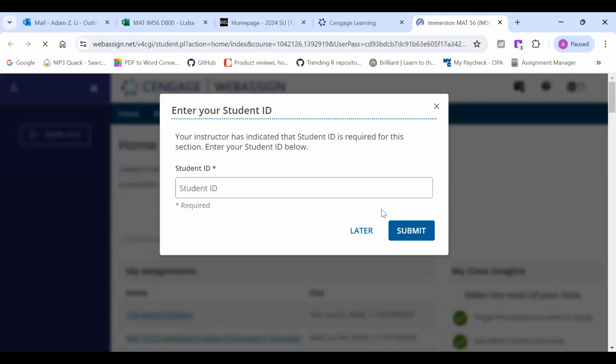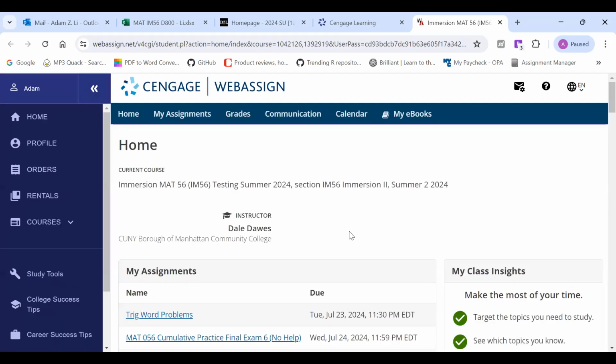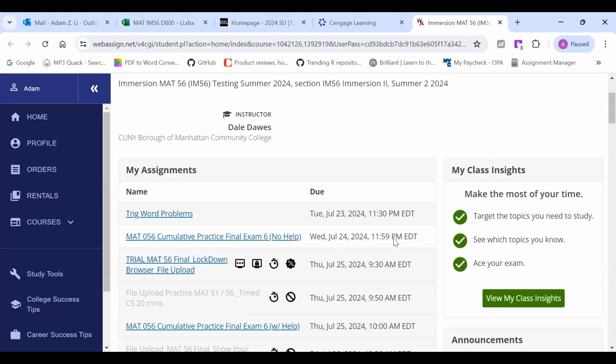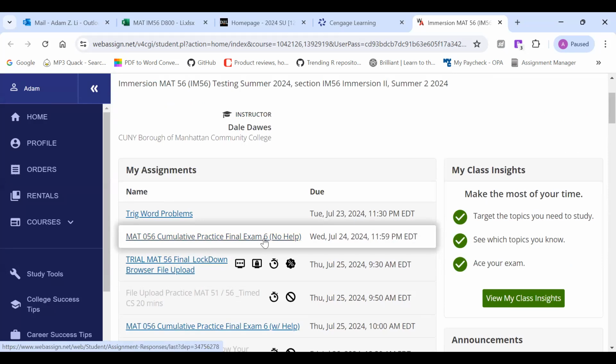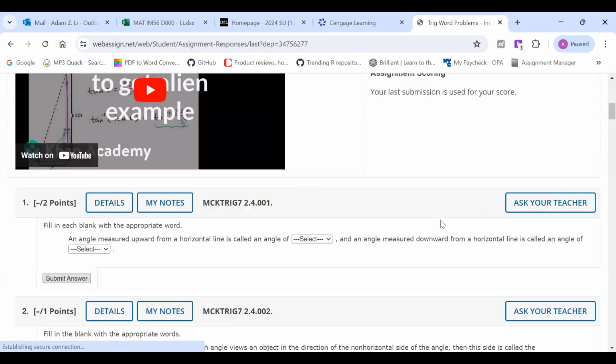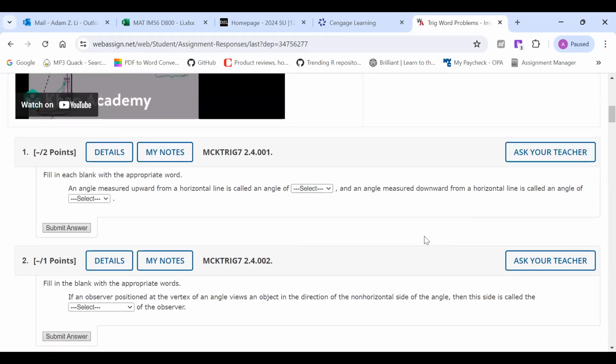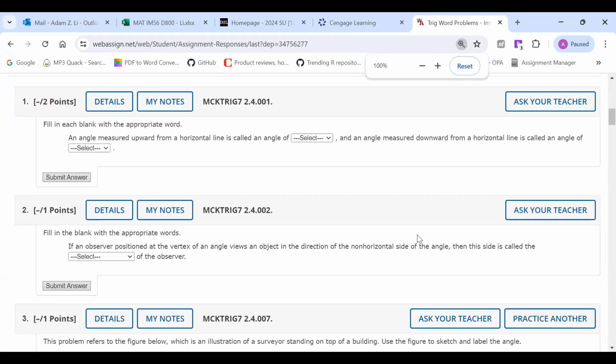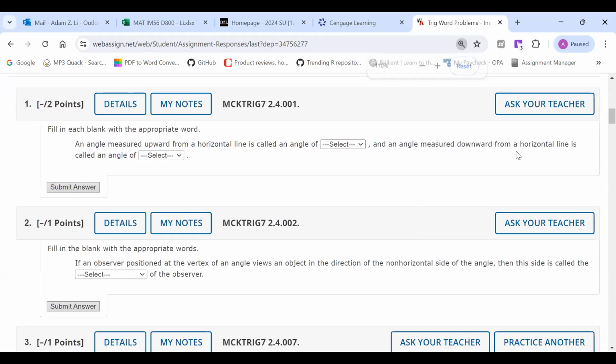I'm going to take a look at three questions from one of the exercises called trig word problems. Now this is the cumulative practice final exam, which we're going to do tomorrow and work on together. Today we're going to look at the trig word problems. There's a video here. The angle below the horizontal line is called the angle of depression.